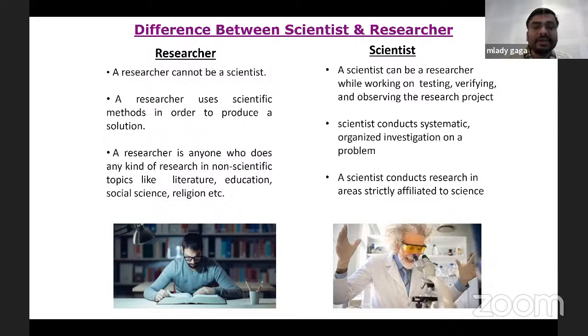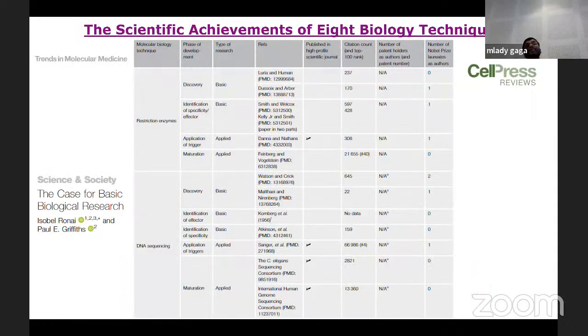Okay, clear? Now, here I would like to highlight the eight biggest achievements of biology, whose techniques are used in all fields of biology, so you can understand how fascinating the life science is. So these techniques are used in all of the life science fields. Many of these discoveries won the Nobel Prize, and not once, more than once.